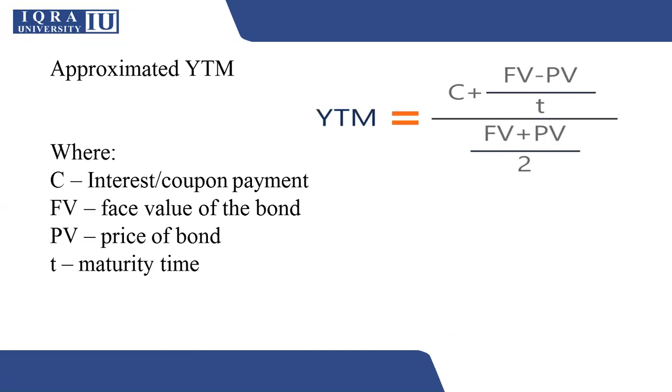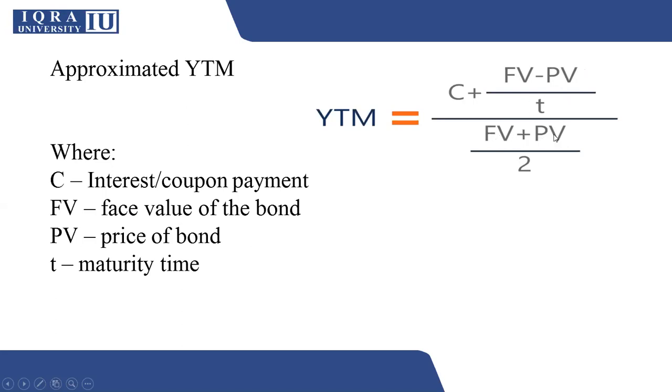I would prefer that if you use a spreadsheet or Excel or financial calculator, there you can find out the exact investor required return. If you are interested to apply this one, then you can see that C stands for the coupon payment that is received by the investor. Face value of the bond will be here, present value or the price of the bond, and T is the time of the maturity.